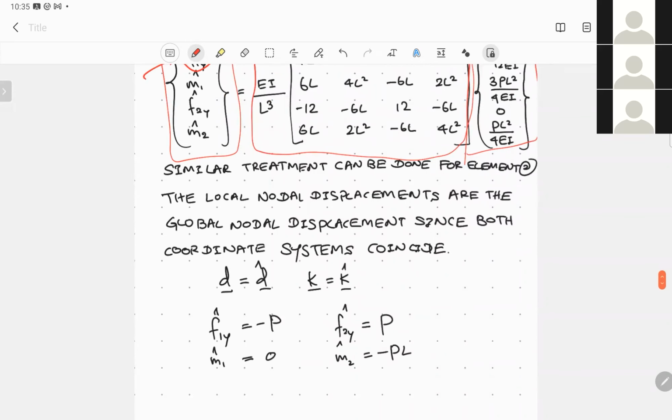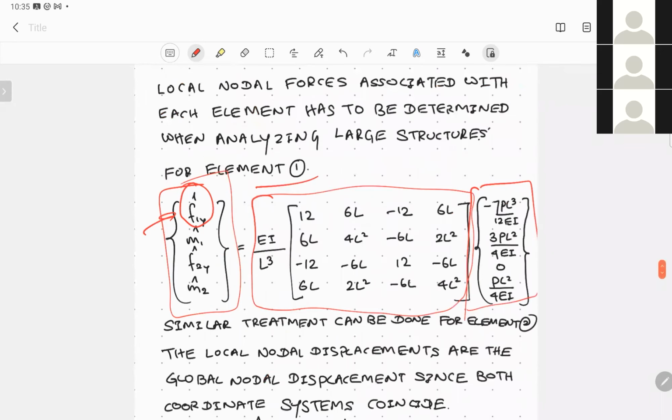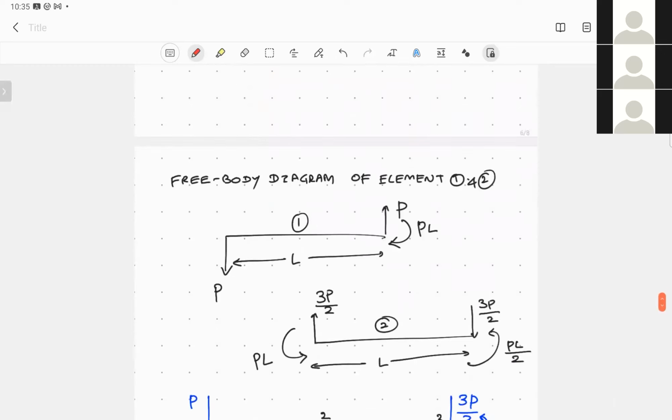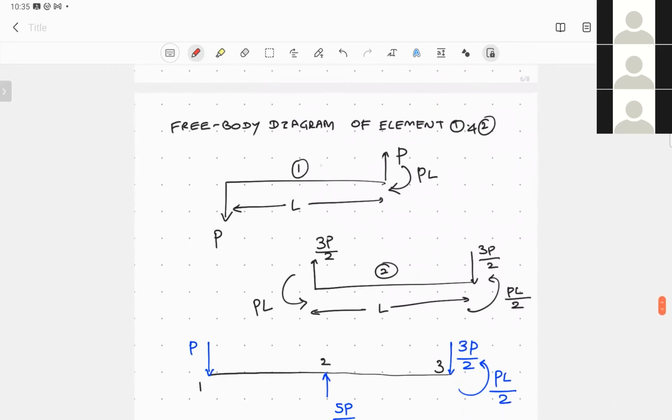So at node number 1, at the element level, these are the forces acting. At node number 2, at the element level, these are the forces acting. Similarly, for element number 1 and element 2, you can obtain the results and plot them using free body diagrams. Here I have shown element number 1. This is element number 2.